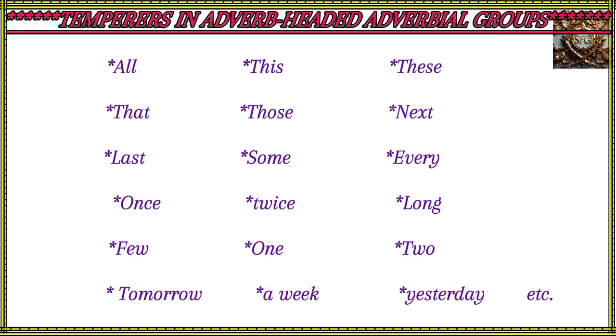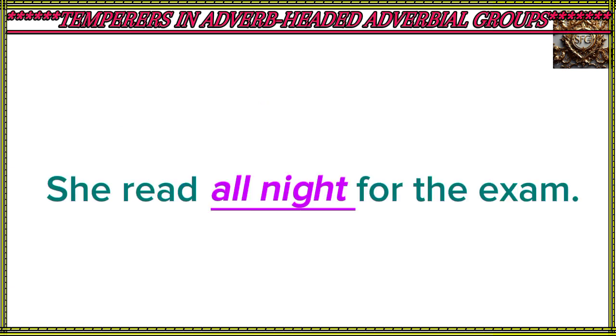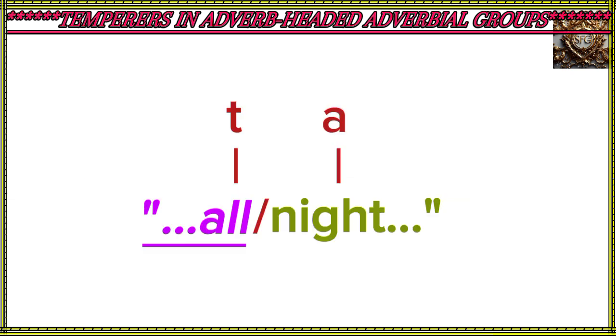Let's examine some examples. She read all night for the exam. All night in this sentence is an adverb-headed adverbial group. In this group, all is a temporal intensifier functioning as a temporer to the apex, night.